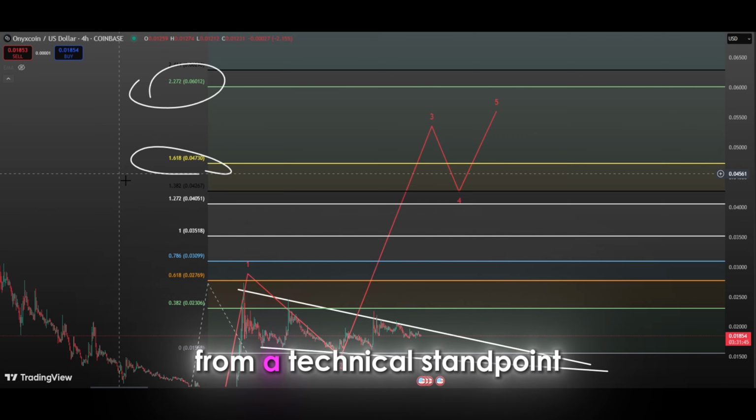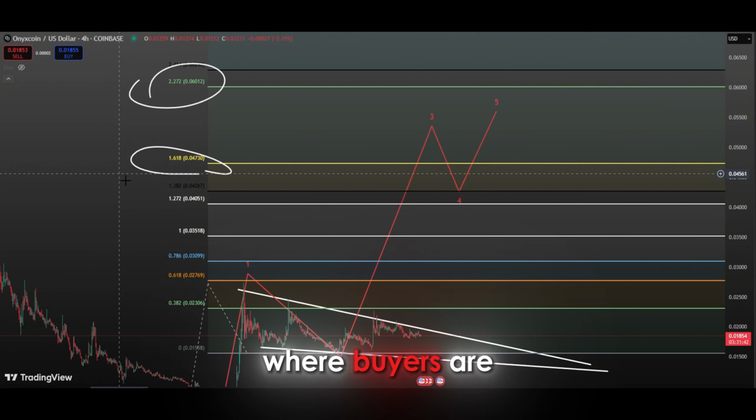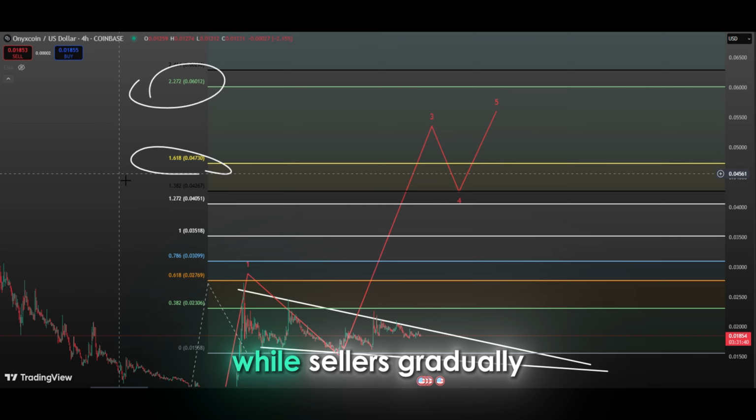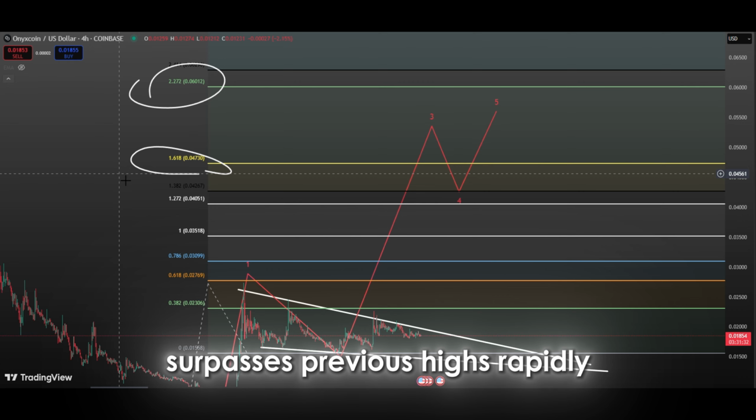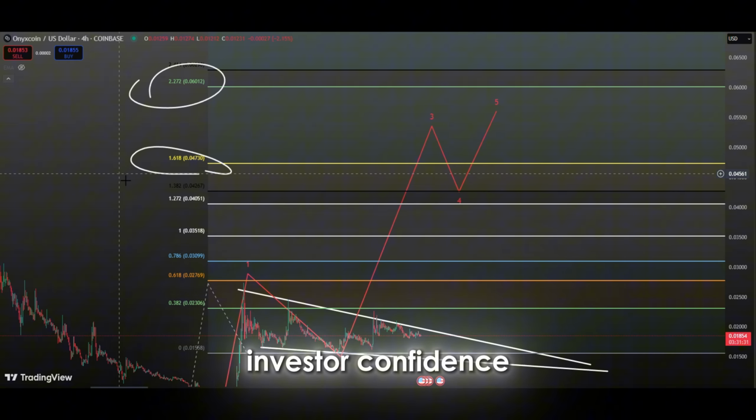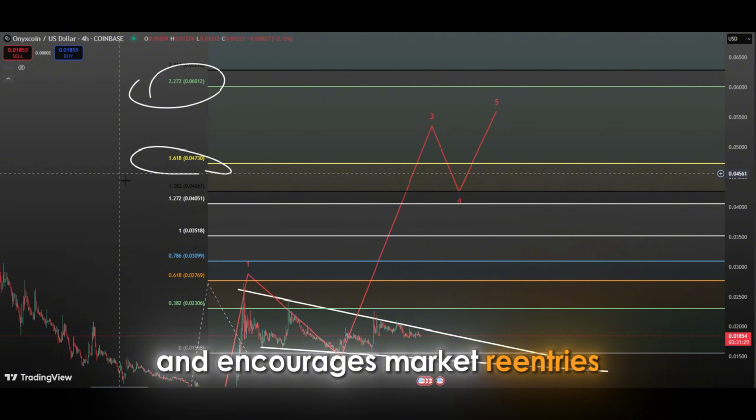From a technical standpoint, this horizontal consolidation should be seen as a phase where buyers are gathering strength while sellers gradually lose their influence. This helps explain why the third wave tends to move so powerfully and sharply once it begins. When the third wave starts, the price typically surpasses previous highs rapidly. This breakout builds investor confidence and encourages market re-entries.